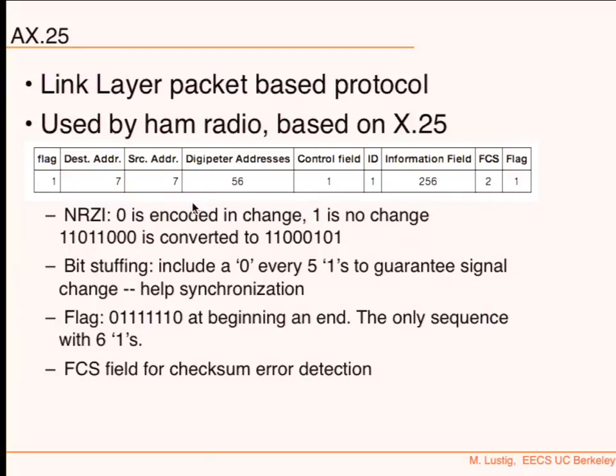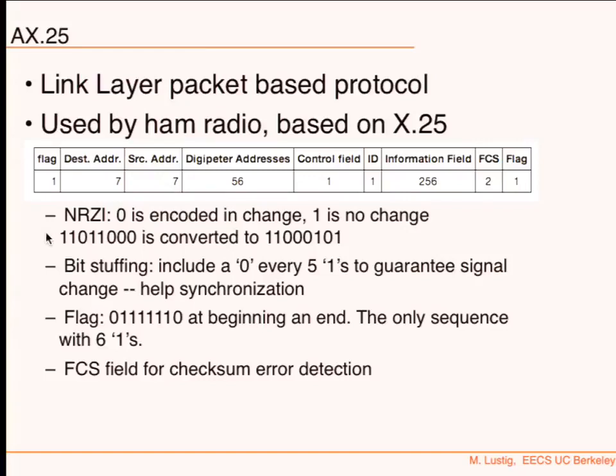And a bit 1 means no change at all. Okay? So if you have a sequence of 110, 11000, it is converted to 11000, 11101. You can actually trace it and understand why that is.